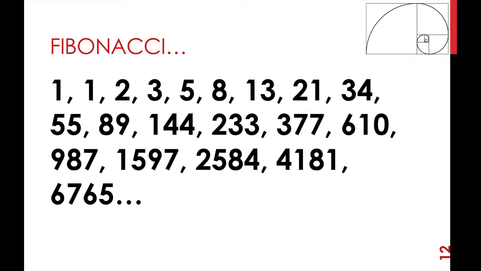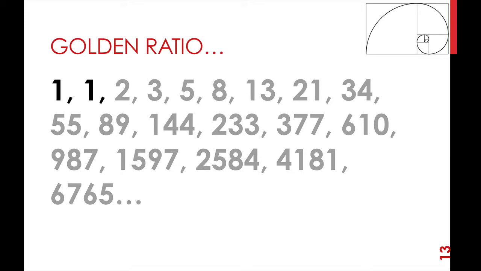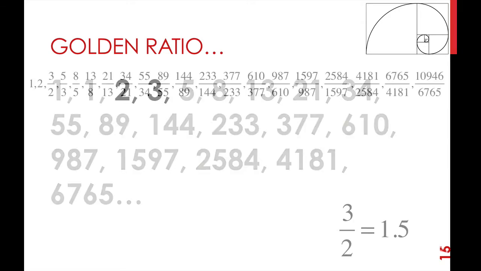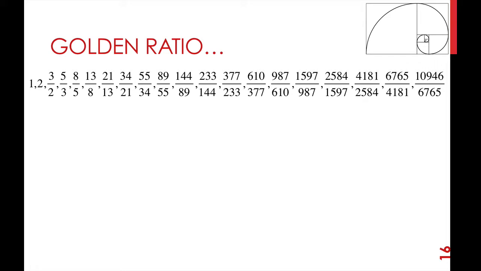Now, that's interesting, but how does that relate to the Golden Ratio? Well, actually, the Golden Ratio is closely linked to the Fibonacci sequence. If you divide 1 by 1, then you're going to get 1. If you divide 2 by 1, then you'll get the number 2. 3 by 2, you'll get 1.5. Now, this isn't quite the Golden Ratio, but if you carry that on through the sequence, you get this wonderful big long list of fractions, and again, because the Fibonacci sequence carries on forever, this sequence too will also carry on forever.